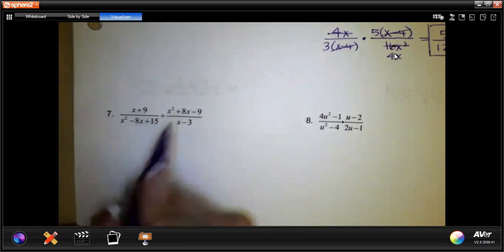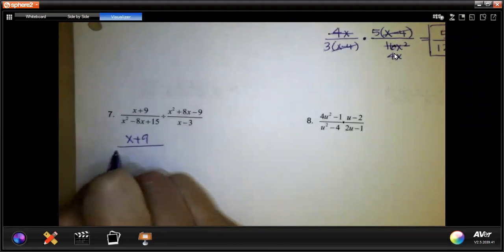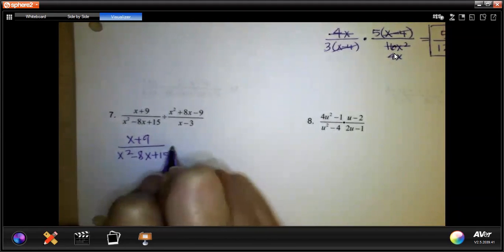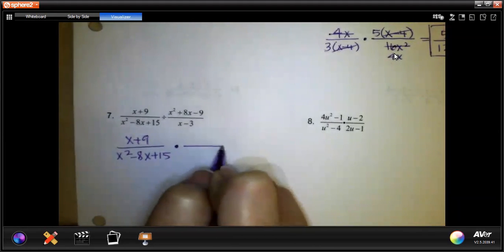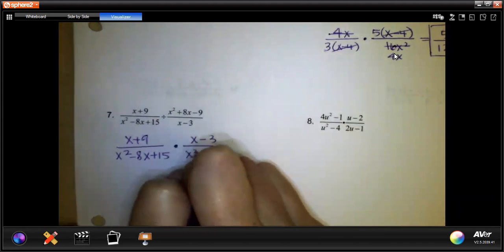On this one, it's division, so we're going to keep x plus 9. And then we've got an x squared minus 8x plus 15. We're going to change division to multiplication, and then we're going to flip the second fraction.